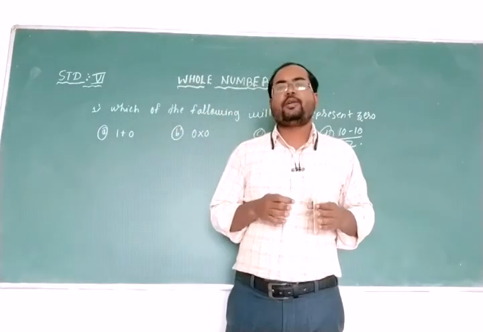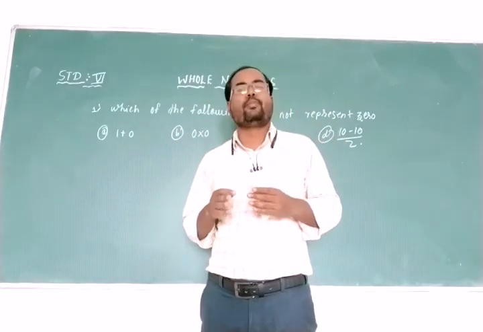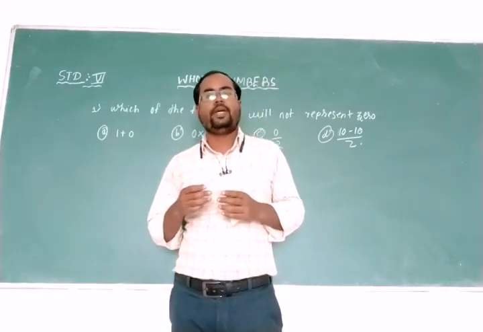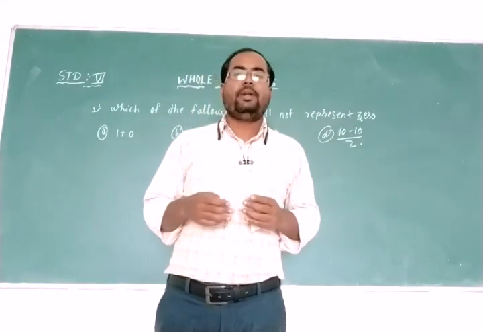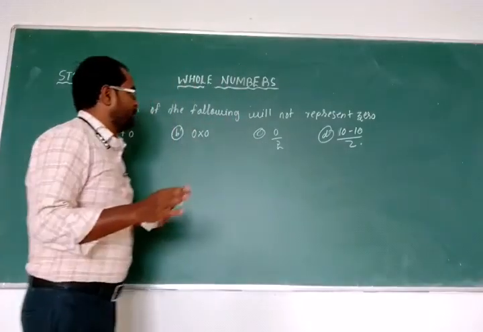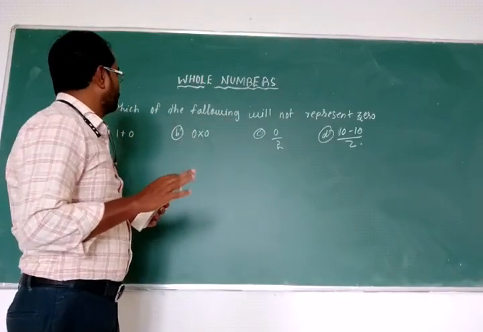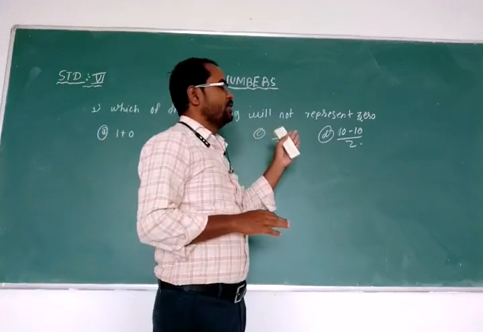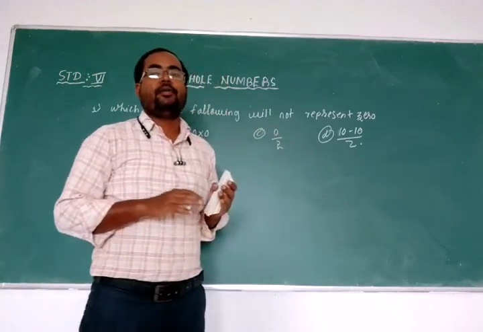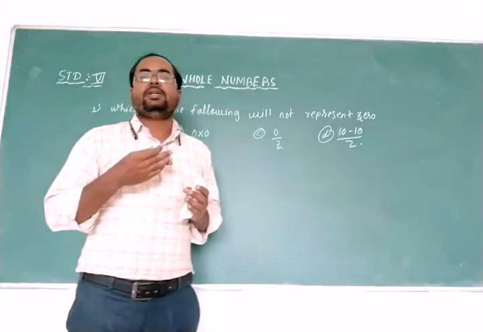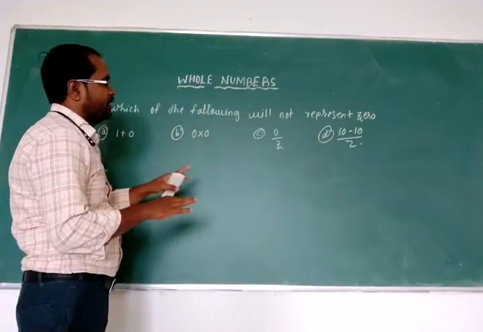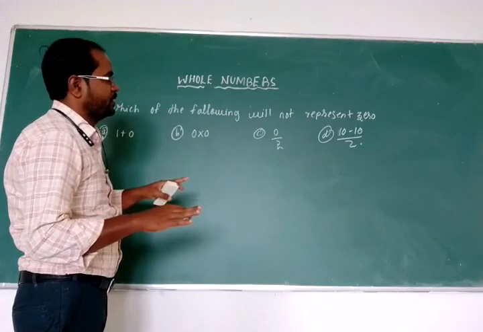In the last class we studied the properties of whole numbers and solved examples based on the properties. So today let us continue with the next exercise. In the next exercise, the first question is, which of the following will not represent 0? Four options are given.